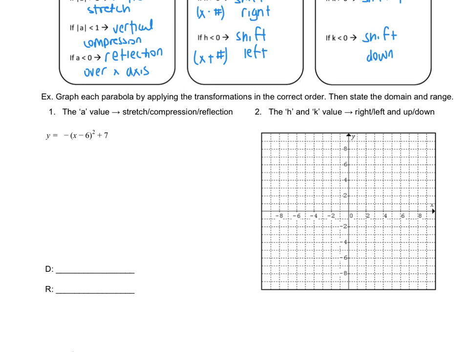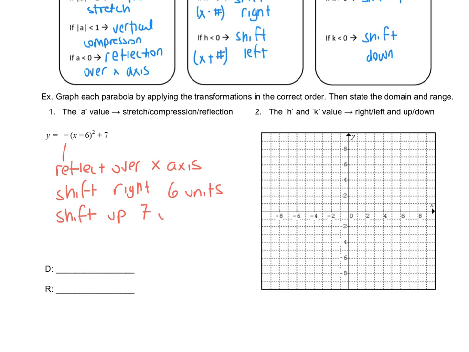We have y equals negative (x minus 6) squared plus 7. So the negative tells me that I have a reflection over the x-axis. The minus 6 tells me I'm actually shifting to the right 6 units. And the plus 7 at the end tells me shift up 7 units.